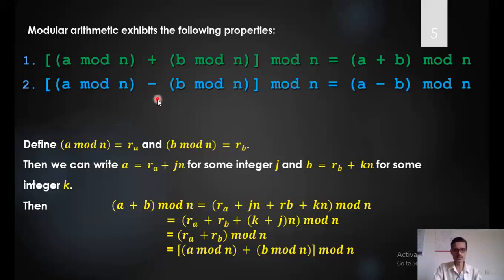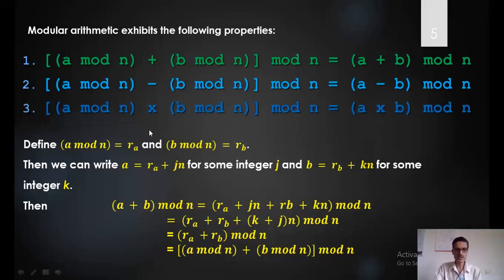Now the second property is just the subtraction operation. (A mod n minus B mod n) mod n is equal to (A minus B) mod n. The third one is (A mod n multiplied by B mod n) mod n is equal to (A into B) mod n. Now I will prove the first property.